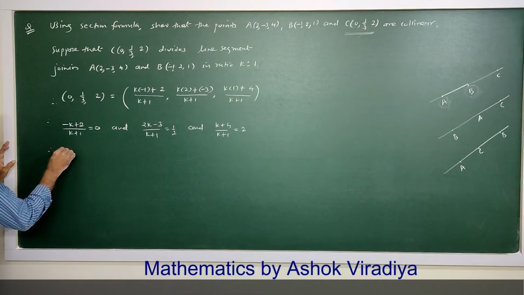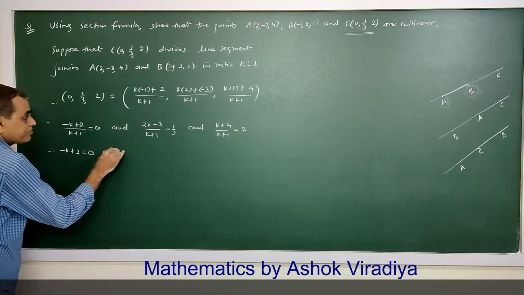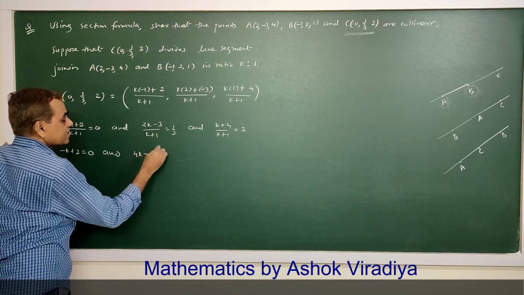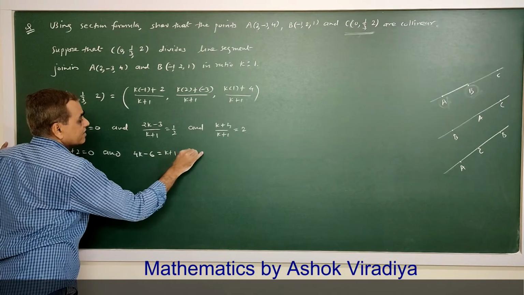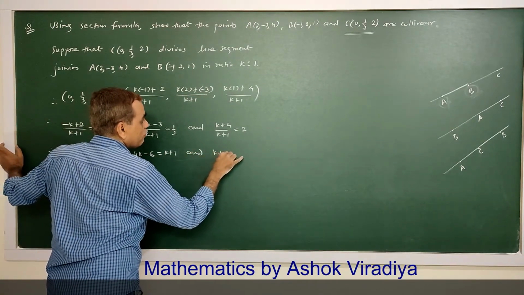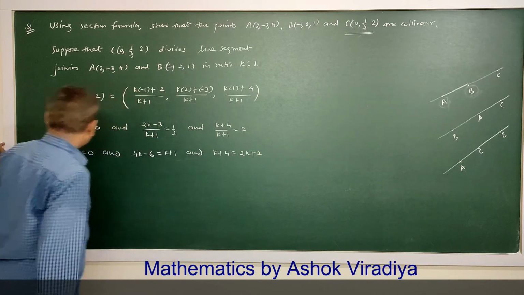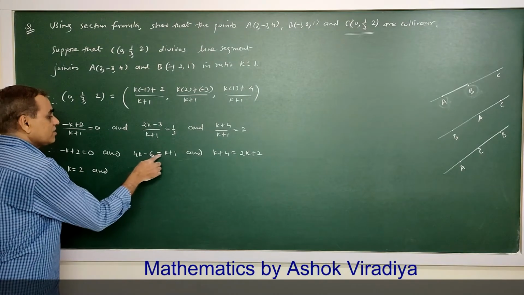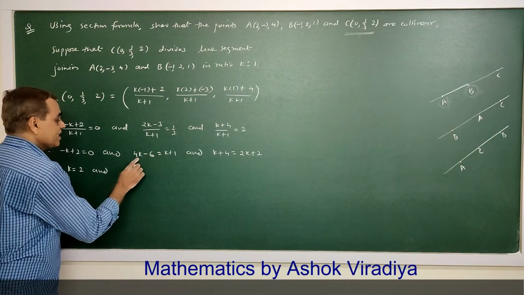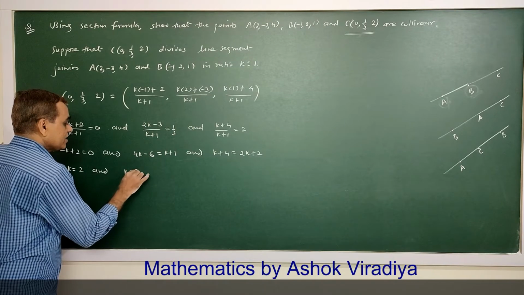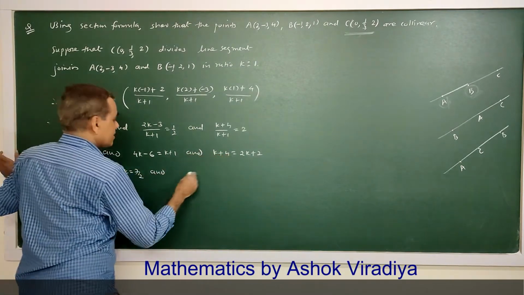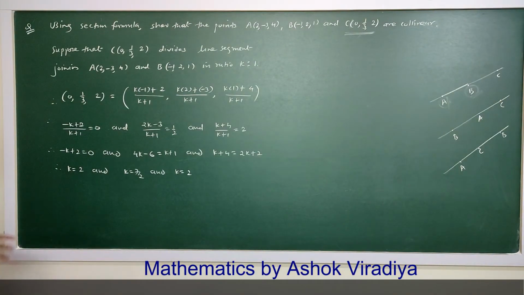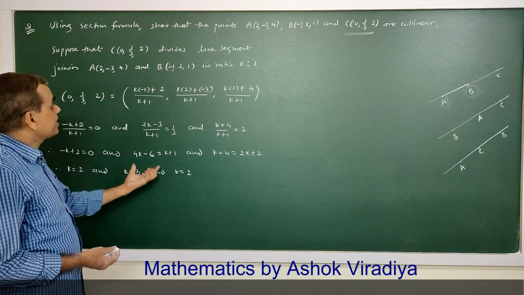So this means minus k plus 2 is 0, and here cross multiplication 4k minus 6 equal to k plus 1, and here k plus 4 is 2k plus 2. Therefore here k is 2, and here 3k, 4k minus k, 3k is 7, so k is 7 by 2, and here k is 2. We have to check here calculation, maybe somewhere mistake.